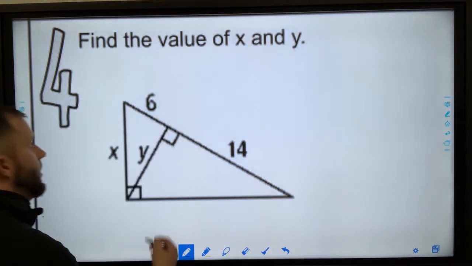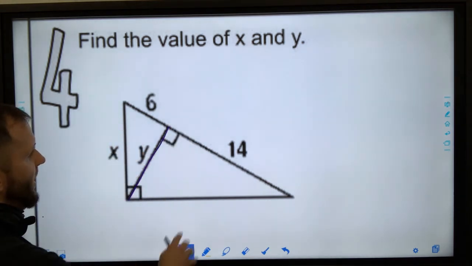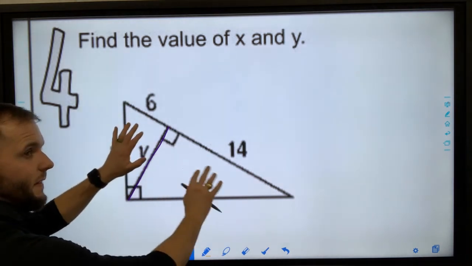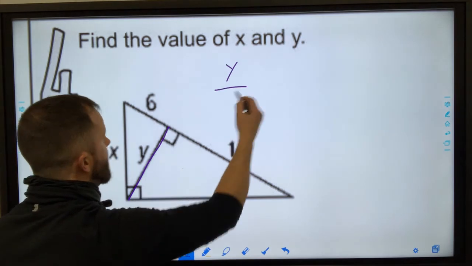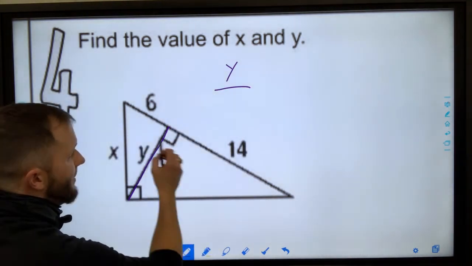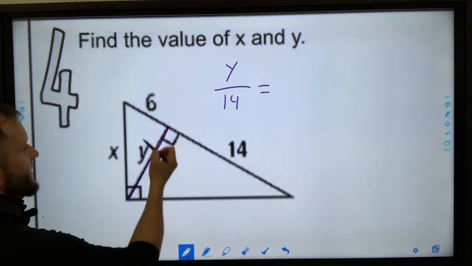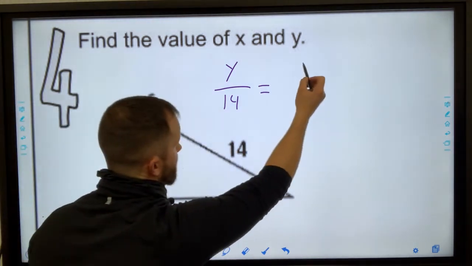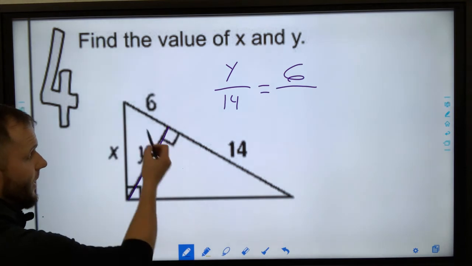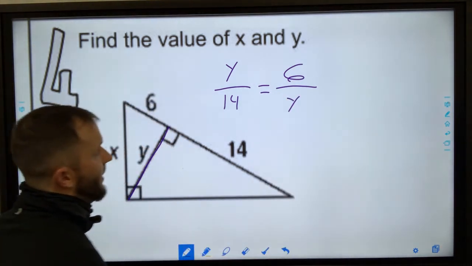So right now, if you look, y, this line right now is being shared by the smaller triangle and the medium triangle, okay? So I'm going to be comparing those two together. So right now, y is going to be the long leg of my smaller triangle. The long leg of my medium triangle is going to be 14, okay? Y is on the same triangle as 6. So I'm going to put 6 on top. And then if you look, 6 is going to be the short leg. The short leg of my medium triangle is going to be y. So y is going to go on bottom right here, okay?